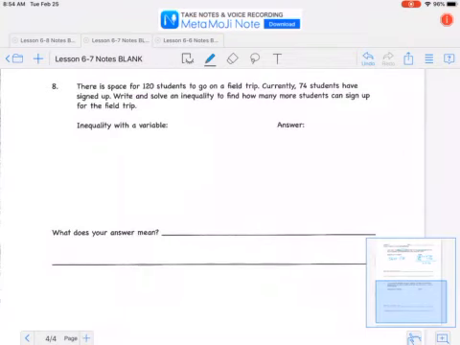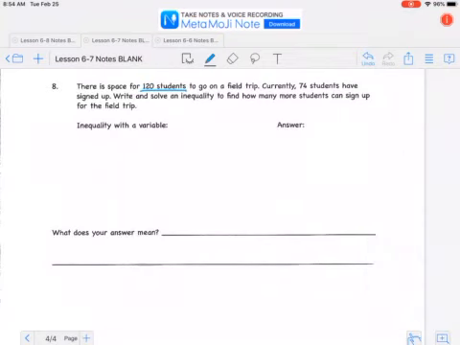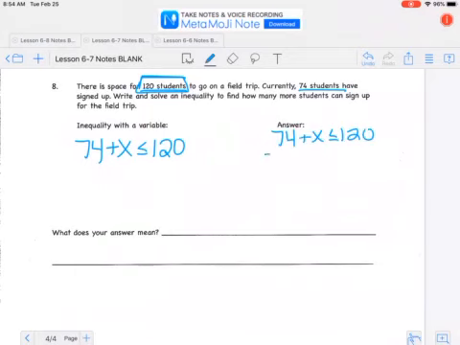Alrighty, and then our last problem. So it says there is space for 120 students to go on a field trip. Currently, 74 students have signed up. Write and solve an inequality to find how many more students can sign up for the field trip. So there is space for 120, so this is the max number, or it can equal 120. Then we have 74 students. We're trying to find out how many more we need. So if we have 74 plus x is less than or equal to 120, we would subtract 74. So we have x is less than or equal to 46.